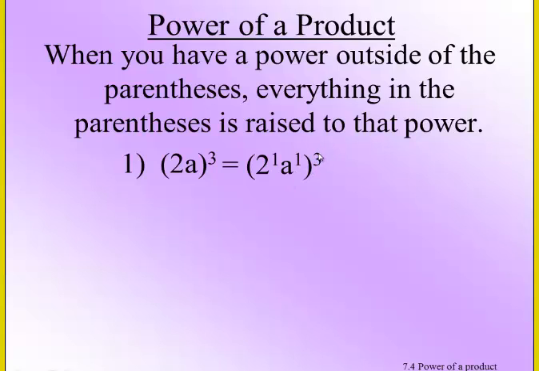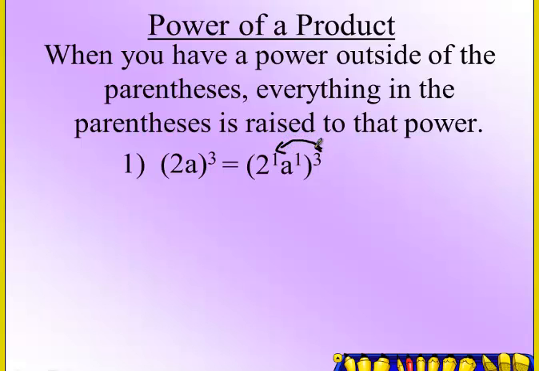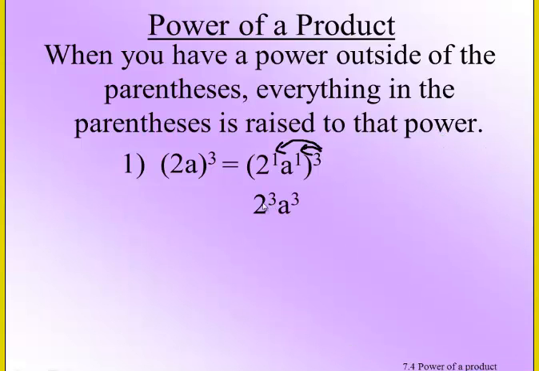So you will have 3 times 1. So distribute this to this, and then 3 times 1 here. So you will have now 2 raised to 3 and then a raised to 3. Now we can further simplify 2 raised to 3 as 2 times 2 times 2, which is equal to 8.